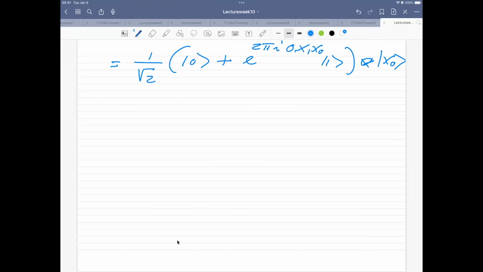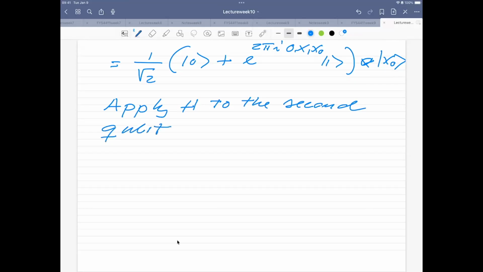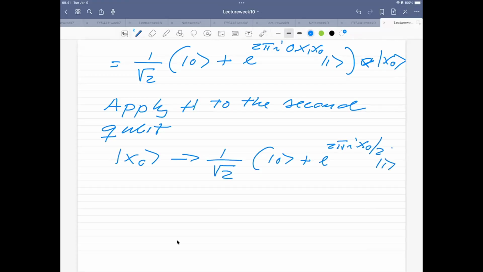Now, if I apply Hadamard, apply H to the second qubit, what we get then is that this just transforms into 1 over square root of 2 and 0 plus e of 2 pi I x0 divided by 2 multiplied with 1. So that's just one qubit, okay? So this is how that transforms, the x0.